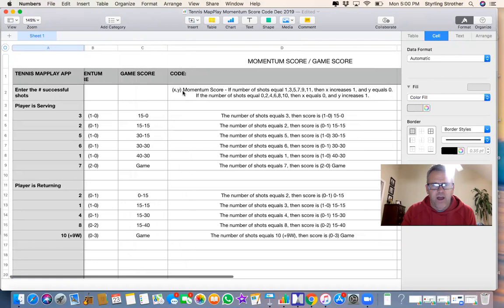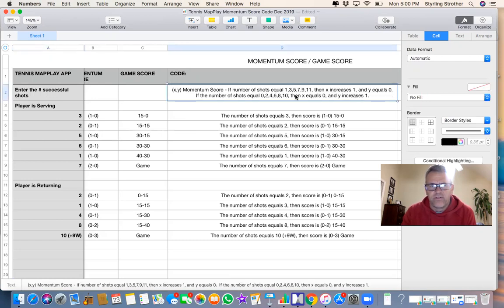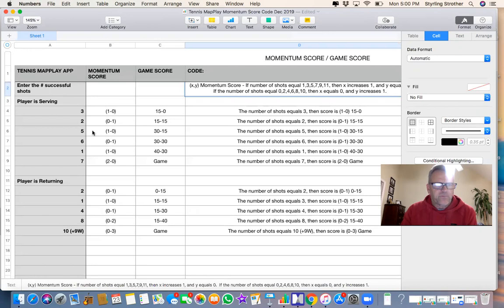Let's go up here. We have the X, Y momentum score. If the number of shots equals 1, 3, 5, 7, 9, or 11, that would be plus 9, plus 9W, plus 9L. Then X increases by a value of 1, and Y equals 0. If the number of shots equals 0, 2, 4, 6, 8, 10, then X equals 0, and Y increases by 1 value. So let's go to the sample game. So this would be a game.